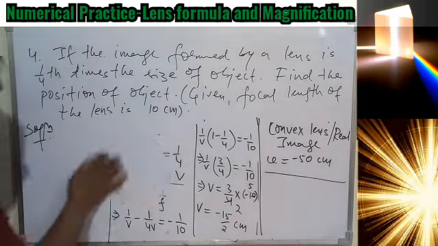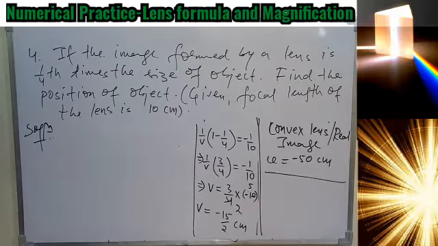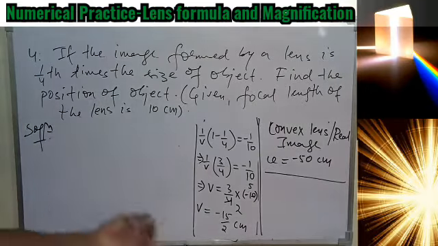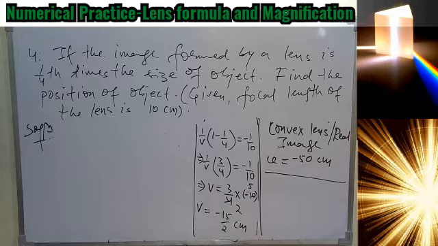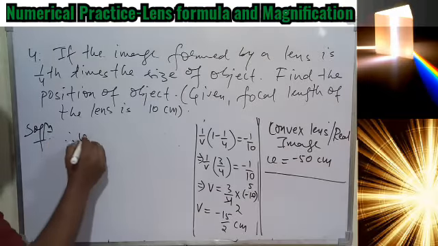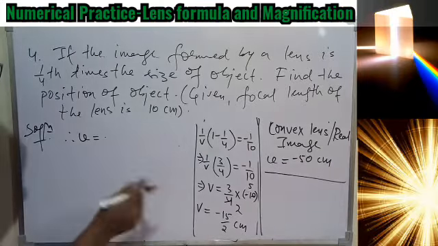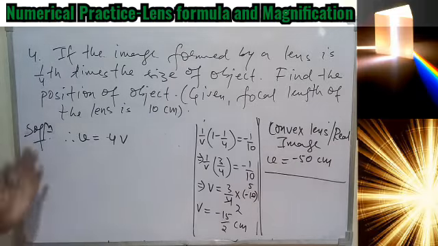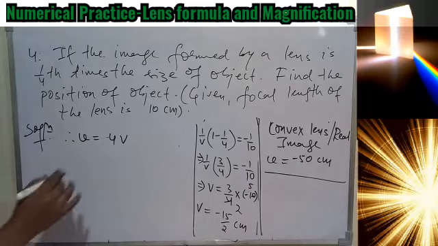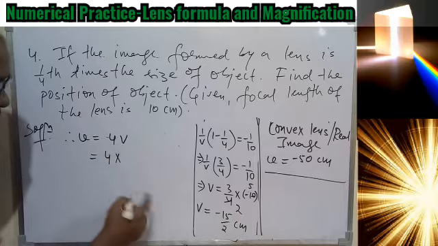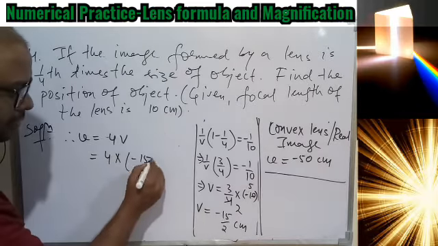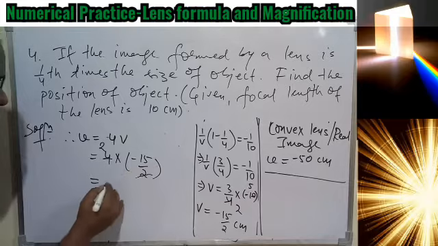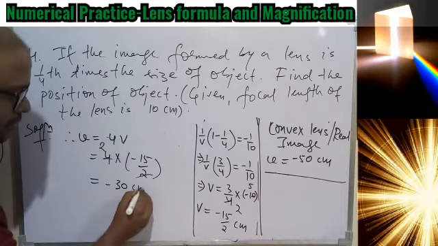So you can see image is coming negative, because we know in the case of concave lens the image is negative because it is coming on the left hand side only. Therefore u will be how much? According to the equation, u was equal to 4v. We have not written this somewhere, but you remember. So this is 4, and v is minus 15 by 2. So this will be 2 times 15, minus 30 centimeter.